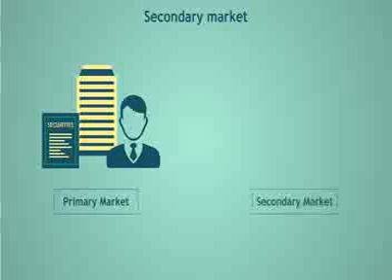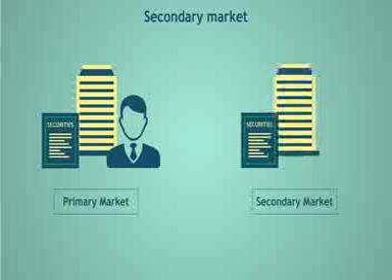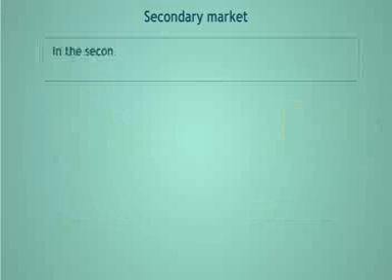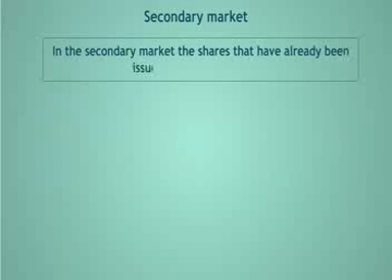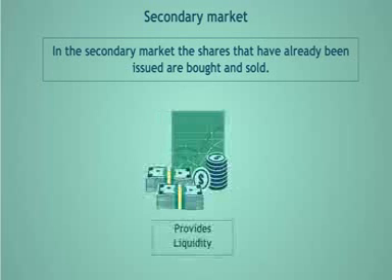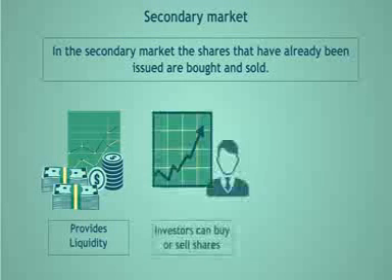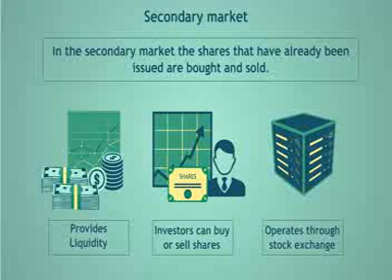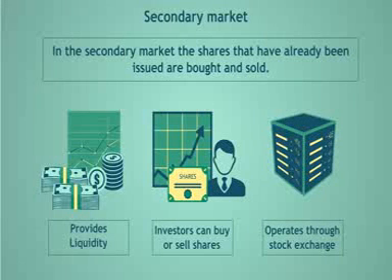In a secondary market, securities that have already been issued in an initial private or public offering are traded. In the secondary market, the shares that have already been issued are bought and sold. The secondary market provides liquidity to the shares, as the investor can buy or sell their shares here. The secondary market operates through the medium of a stock exchange that regulates the trading activities in the market and ensures a measure of safety and fair dealing to the investors.